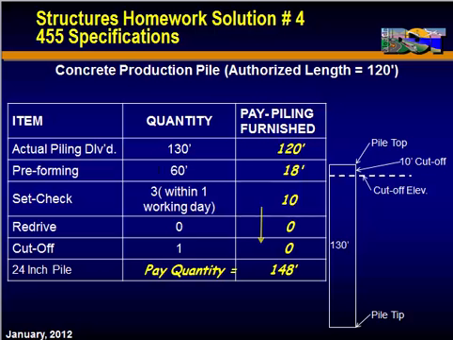And he preformed, drilled a hole for 60 feet, and we're going to pay 30% of the pile linear feet for that, so it's 18. We had 2 set checks, first 2 are free, so that's 10 for the other remaining 1. Redrive, we had 0, so we don't pay anything, and we had 1 cutoff, never pay anything for cutoff, so the total quantity for this pile is 148 feet. All right, let's go on to the next one.